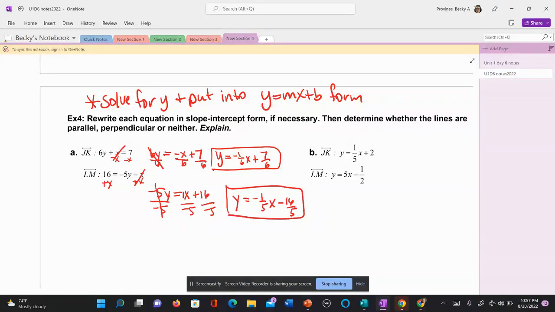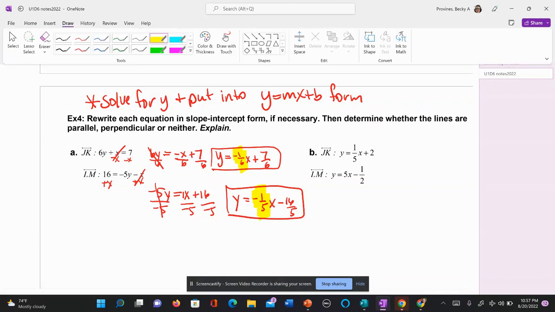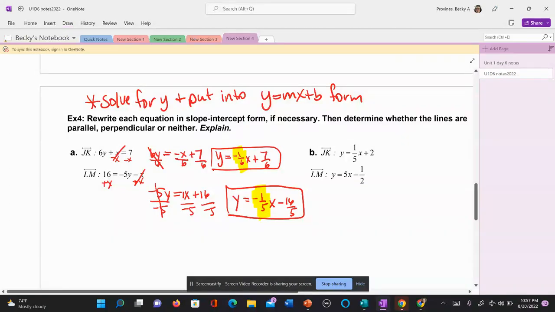Now, the only thing we're really looking at is the slope. I mean, we have the intercepts, but we're not going to look at them. Now, these are close. One is a negative 1/6 and one's a negative 1/5, but they are obviously not the same. So this is neither parallel nor perpendicular. So this is neither.